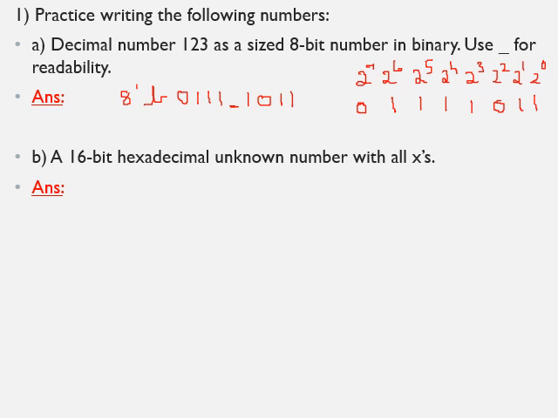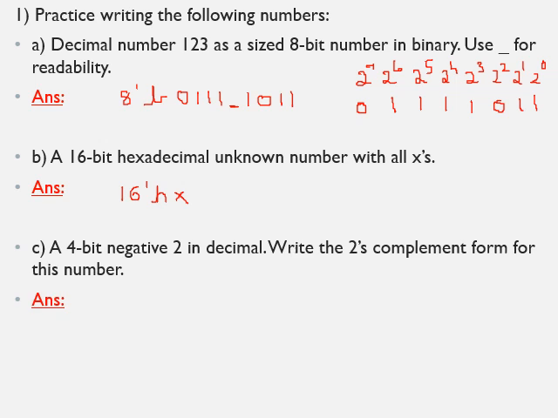Second one is a 16-bit hexadecimal unknown number with all x. So a 16-bit number should begin with 16 as the number of bits, tick H for hexadecimal, and since all bits are unknown, you can do with one x. It indicates that it's a 16-bit number with all x.